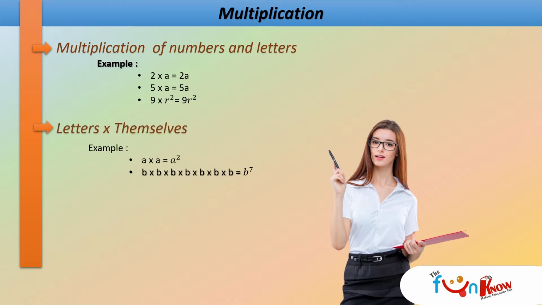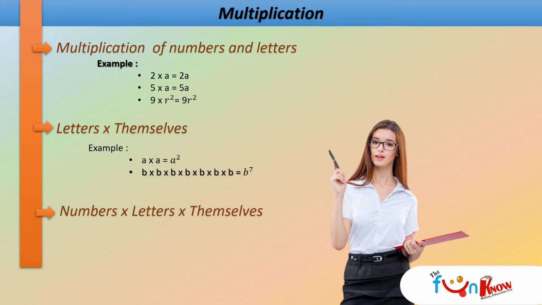Letters multiplying with themselves. You can see here a into a. This is a symbol which I am calling the multiplication symbol. A into a, you can call it a square. B into b into b into b. You can just check how many b's are there: 1, 2, 3, 4, 5, 6, 7. So you can write b raised to 7, right? Like how you have written a into a as a square, there were 7 b's, so b raised to 7.